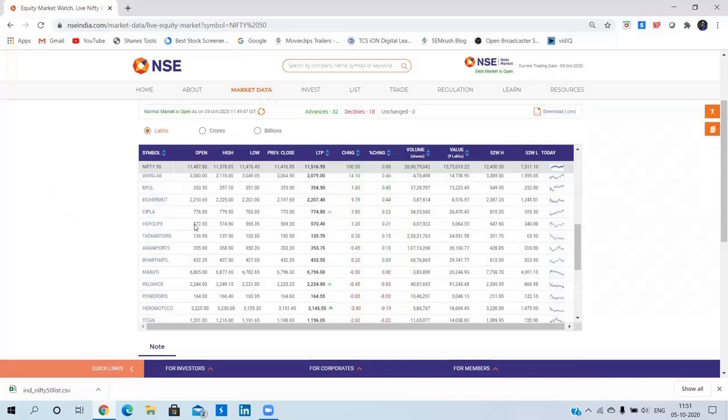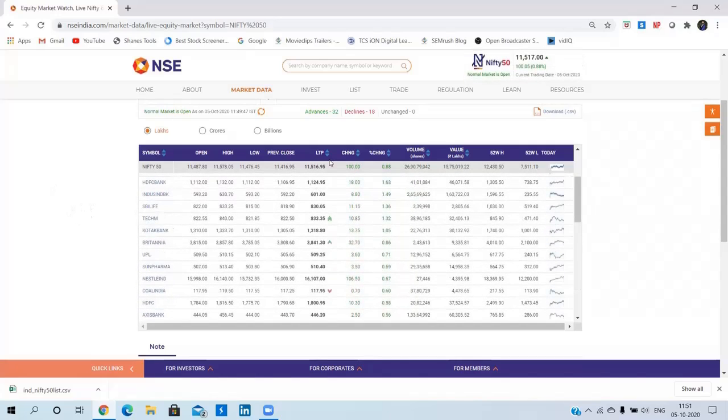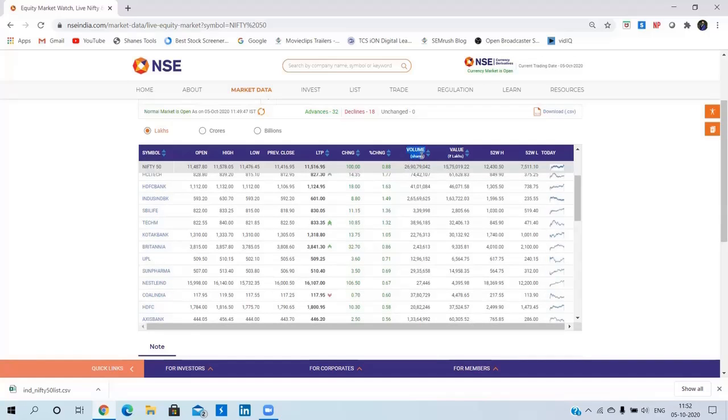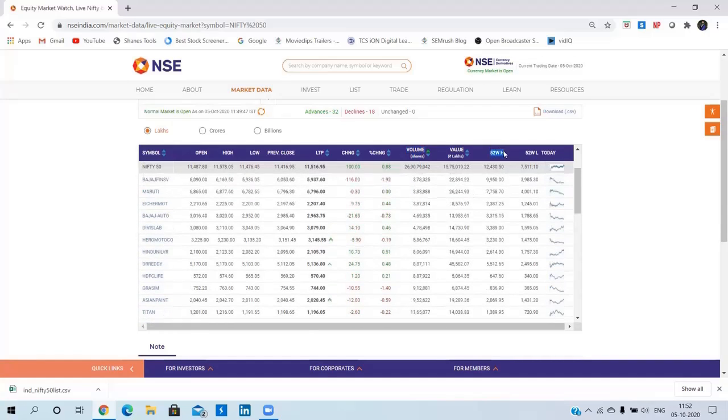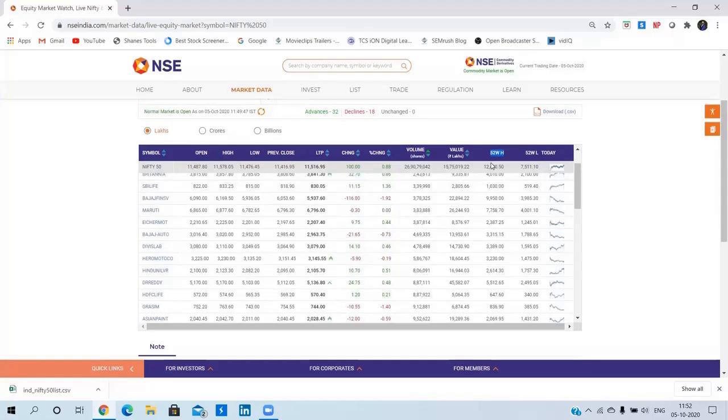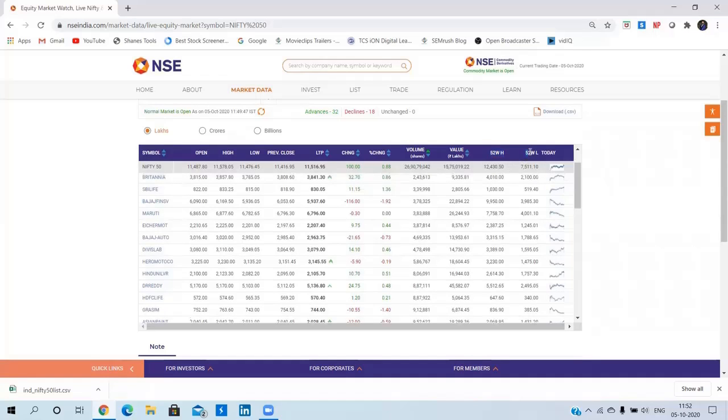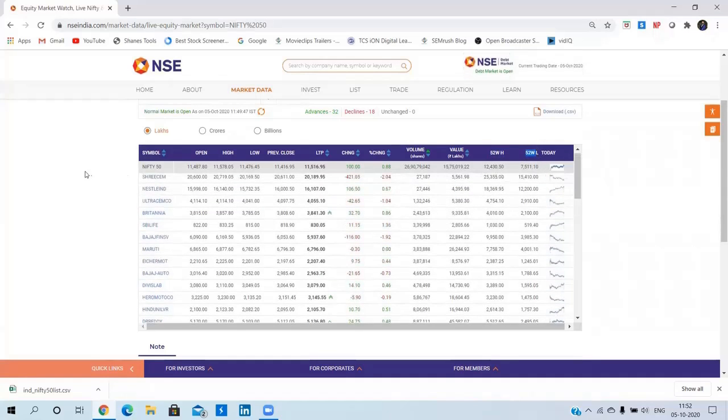But till then, you can use this NSE site to know the share price, the change, whether the shares are moving up or down, and the volume of shares being traded. Then 52 WH, that means 52 weeks high. Then 52 WL, that is 52 weeks low. So guys, this was for NSE.